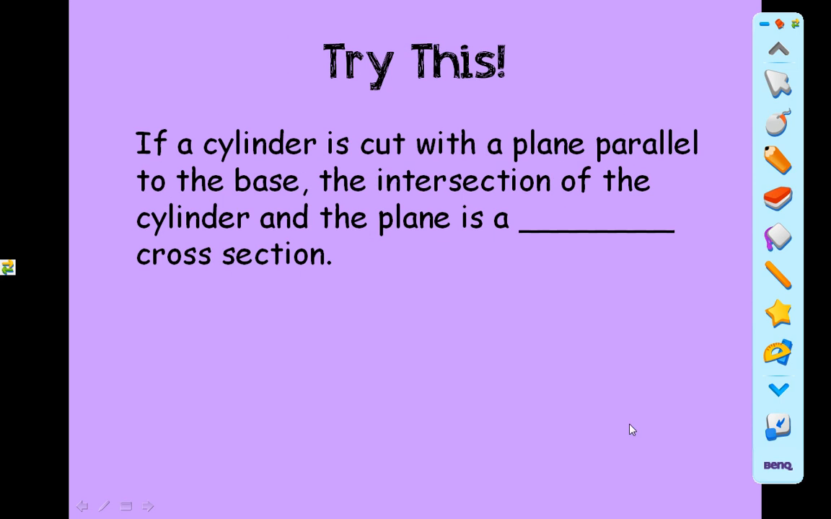Okay, try this. If a cylinder is cut with a plane parallel to the base, the intersection of the cylinder and the plane is a blank cross-section. What is it going to look like if you cut a cylinder parallel to the base? What is that cross-section going to look like?